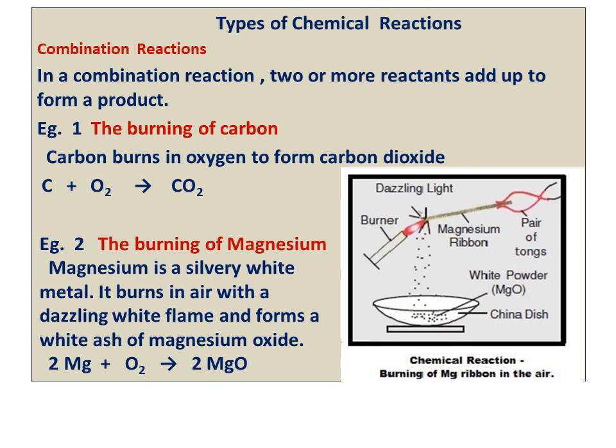Example 2, the burning of magnesium. Magnesium is a silvery white metal. It burns in air with a dazzling white flame and forms a white ash of magnesium oxide. 2 Mg plus O2 gives 2 MgO.